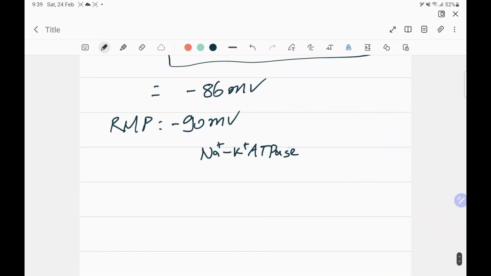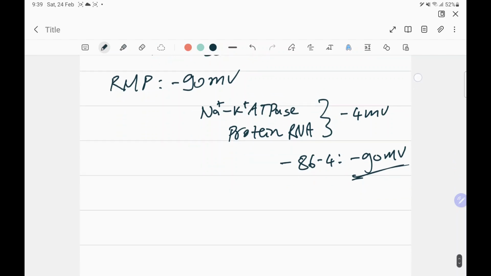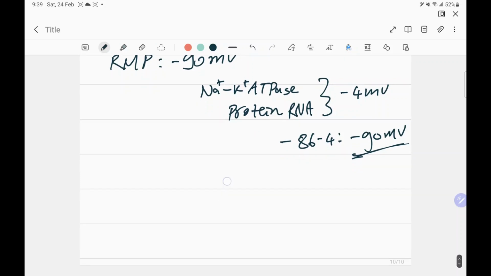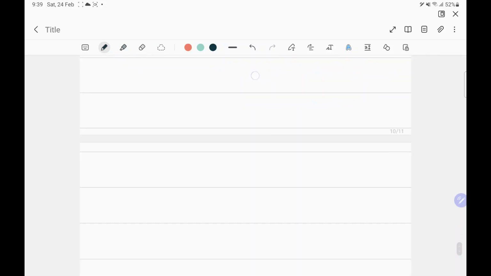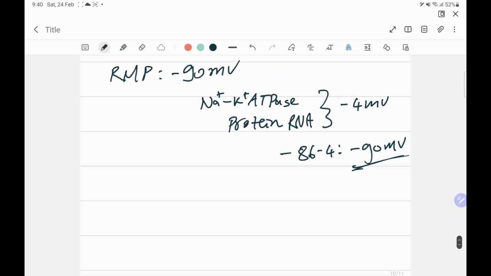So that contributes another minus 4. So with the proteins, negative charge, and RNA, and all those other proteins, it all comes to minus 4 millivolts. So if you add minus 86 to minus 4, you get minus 90 millivolts. And that is how you get your RMP of minus 90 millivolts. And that is the importance of RMP. Your cells, when they are not firing an action potential, would have an RMP somewhere around the resting value, meaning minus 90 millivolts. Most of them, not all of them.